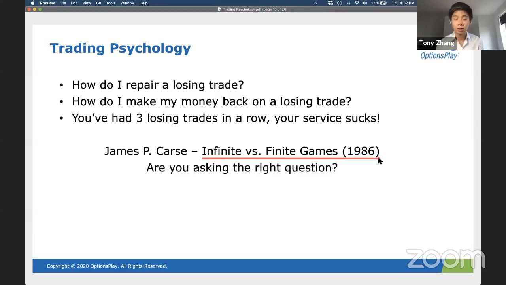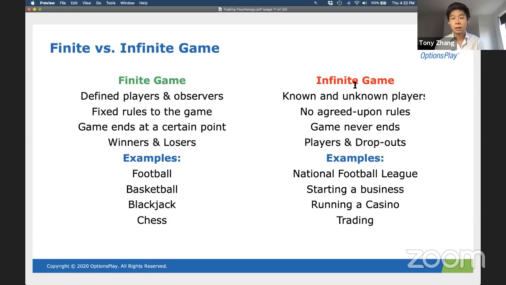For anyone who's ever studied game theory, this is one of its underpinning theories. So the question is not, are you trading the right strategy? Are you trading the right indicator? The question is, are you even asking the right questions to begin with? When we look at finite versus infinite games, why is this important? Because we want to first define what game we are even playing. If we're playing the wrong game, that's where we lead to frustration.